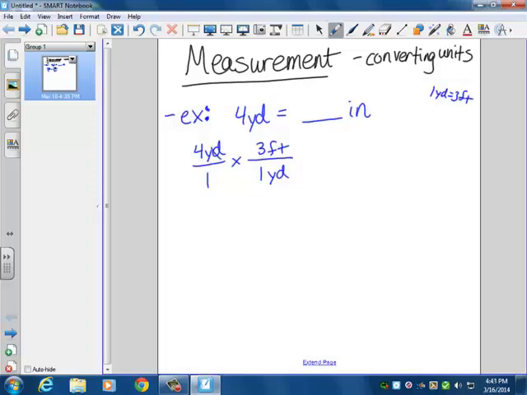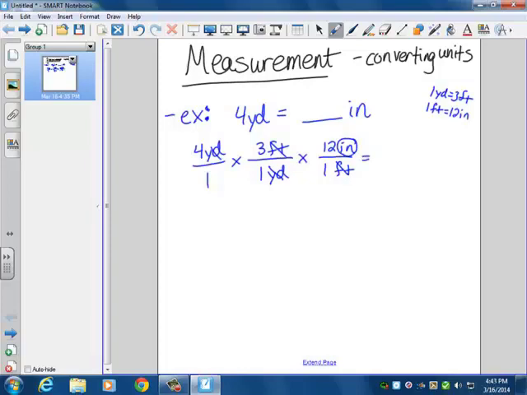So yards would cancel then, and now I need to convert feet into inches. So I'm going to have to use the fact that there's 12 inches in a foot. 1 foot equals 12 inches. Okay, so I'm going to put my feet on the bottom, inches on top, because I want to cancel feet and get to inches. So 12 inches on top, 1 foot on the bottom. So my yards canceled, my feet canceled, and I was left with inches, which is what I want.